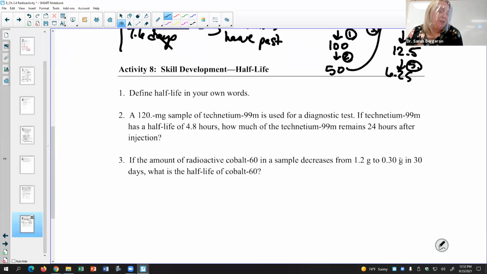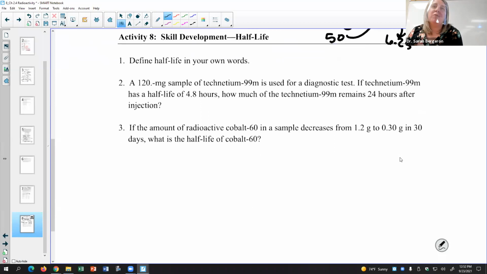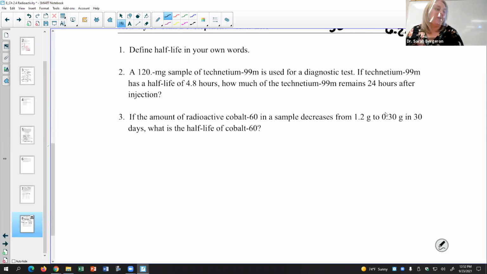Okay. We defined half-life already, but let's do the problems. Y'all okay with doing these? Because there weren't very many of them. All right, let's do 2. We have a 120 milligram sample of titanium-99 that's used for a diagnostic test. If titanium-99 has a half-life of 4.8 hours, how much remains 24 hours after injection?